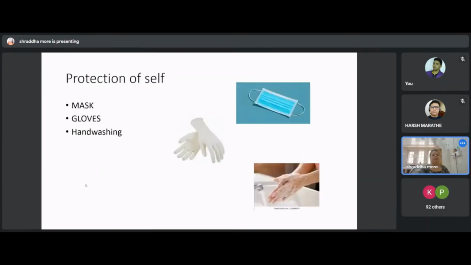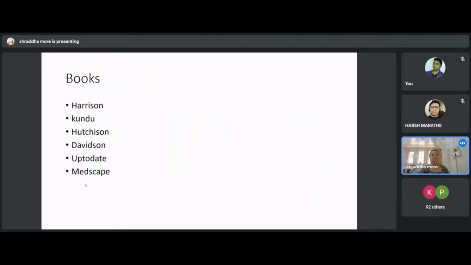All right. Protection, very, very important. Do wear a mask, be it 3-ply, N95, whatever you're comfortable with, that is okay. Gloves are important, especially when you're examining the patient. And hand wash, protect yourself and protect the next patient from spreading the infection.